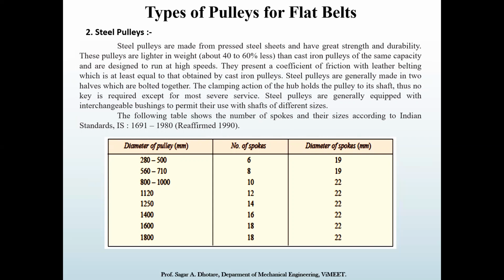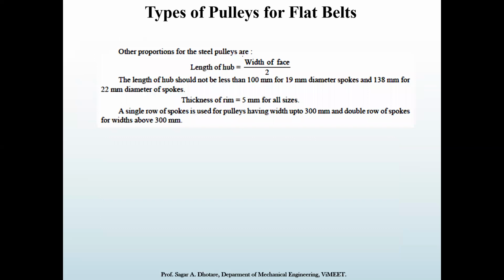The diameter and spoke values are given as per the Indian standard as shown in the table: number of spokes, then the diameter of spoke. As the diameter increases, we need to increase the number of spokes. How can we calculate the length of hub? That is nothing but the face width divided by 2. The length of hub should not exceed 100 mm for 90 mm diameter and 130 mm for 22 mm diameter spoke. The thickness of rim is generally 5 mm, and a single row of spokes is used for a pulley having width of 300 mm, and double row spokes are generally used for widths above 300 mm.